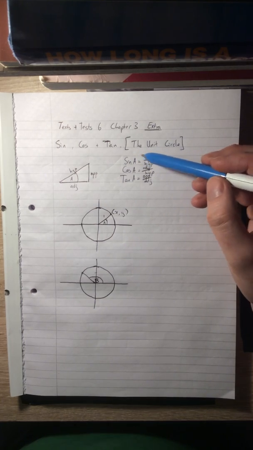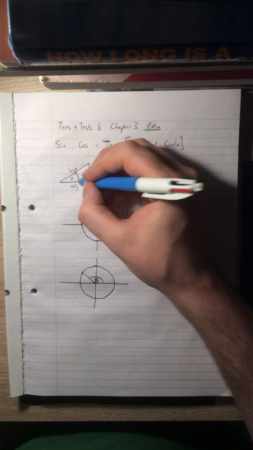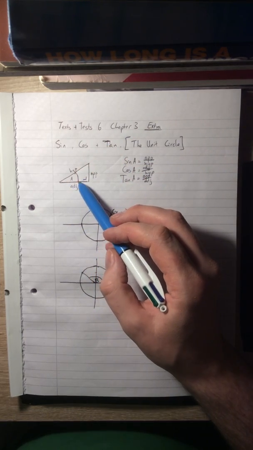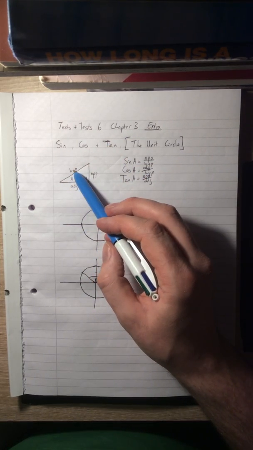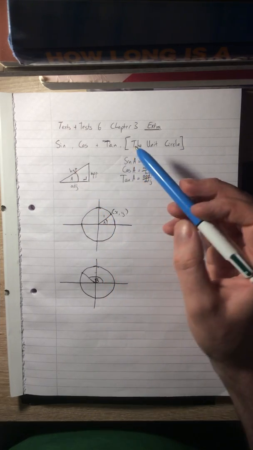So far for Junior Cert, your definition will be that sine A is, when you have an angle A in a right angle triangle, the opposite over the hypotenuse. The cos is the adjacent over the hypotenuse, and tan is opposite over adjacent.